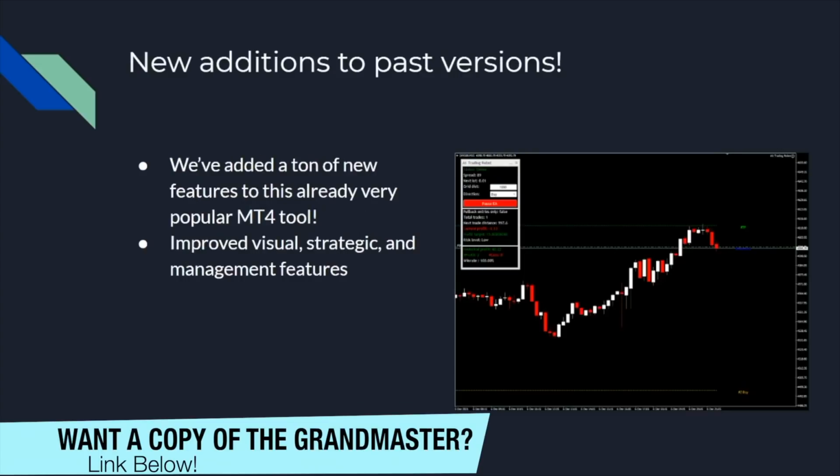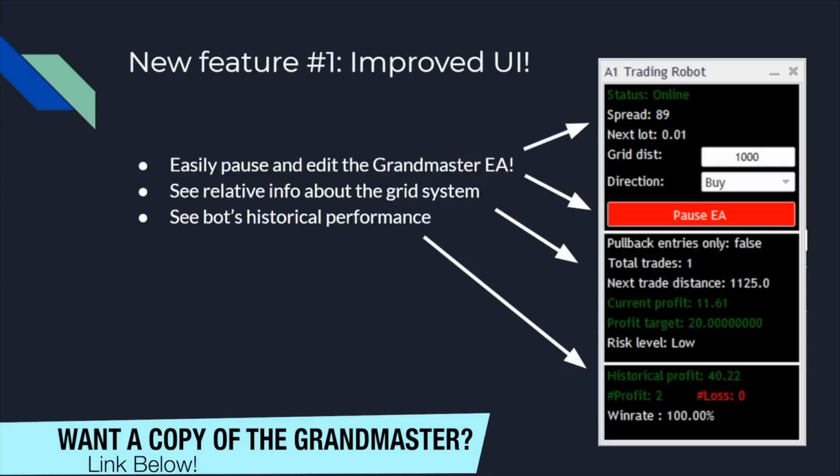So there's some new additions that I want to talk about. Again, this is a tool that's been in the works for a long time, and we're really excited to finally be putting it out on the market. This is something we've been working on behind the scenes for a few months now. And so we're going to show you some of the quick new visual, strategic, and management features added to the tool. So new feature number 1, improved UI.